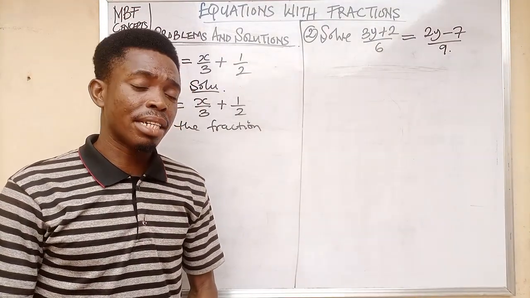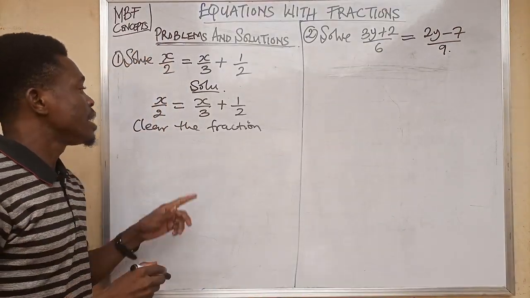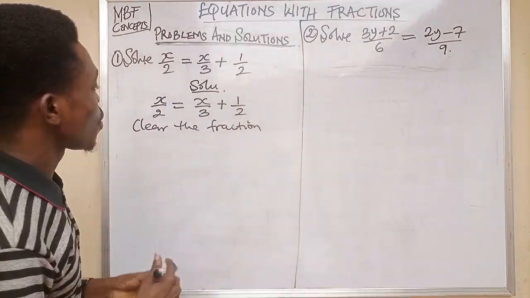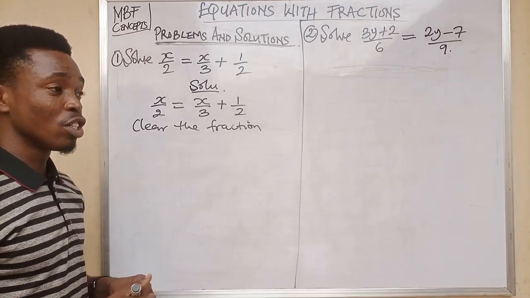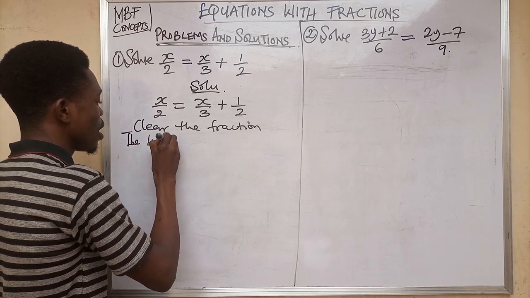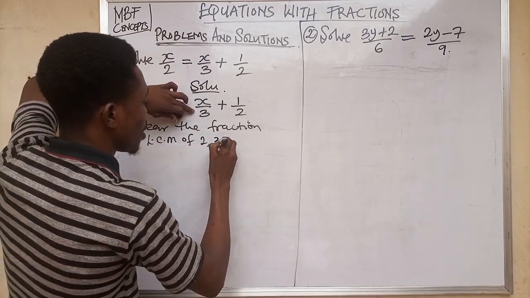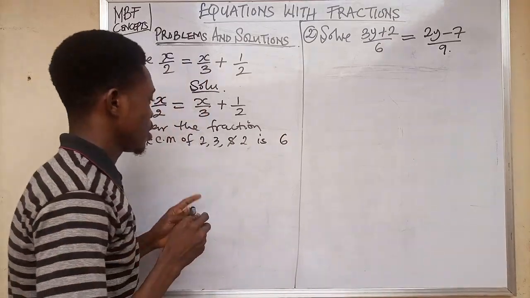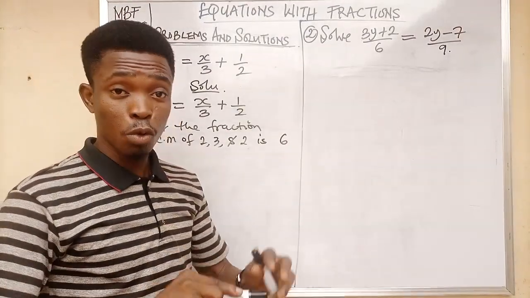And how do we eliminate the denominator here? We find the L.C.M of the denominators. Now, the L.C.M of 2, 3, and 2 is 6. Now, we'll be clearing the fraction using the L.C.M of the denominators. So first we say the L.C.M of 2, which is the first denominator, 3 and 2 is 6. Yes, the L.C.M of 2, 3 and 2, guys, is 6.